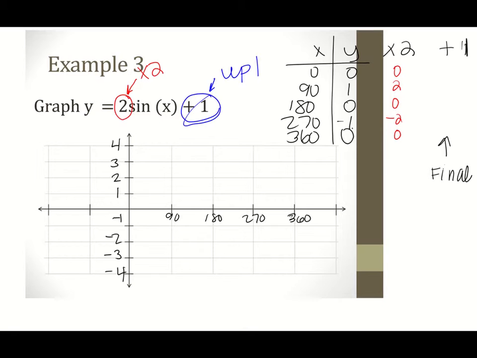Well, now I not only want to have an amplitude of 2, but I want to take this whole graph up, and know that now for sine, my graph with an amplitude of 2 is going to be centered on our midline.